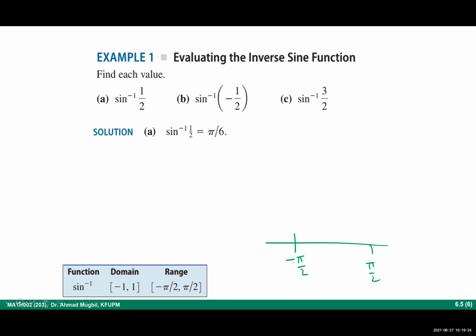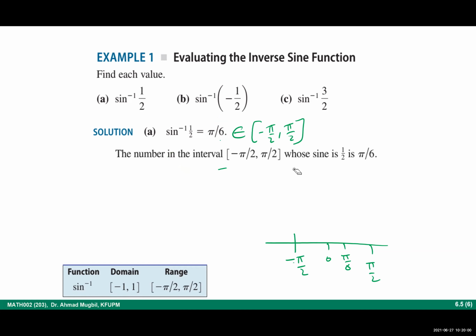How do you check that your answer is correct? You need to check two things. First of all, does this belong to this interval? Is it in or out? This is 0. Is pi over 6 here? Yes. So this is the first thing. The second thing you need to check is, ask yourself, is sine of pi over 6 equal to a half? Yes. So what is the justification of this answer? The number is in this interval and its sine is a half.